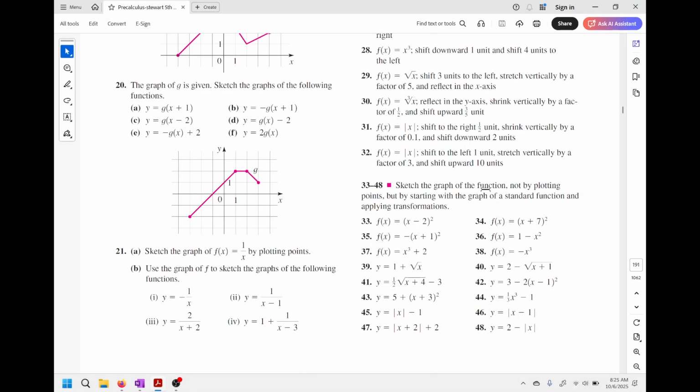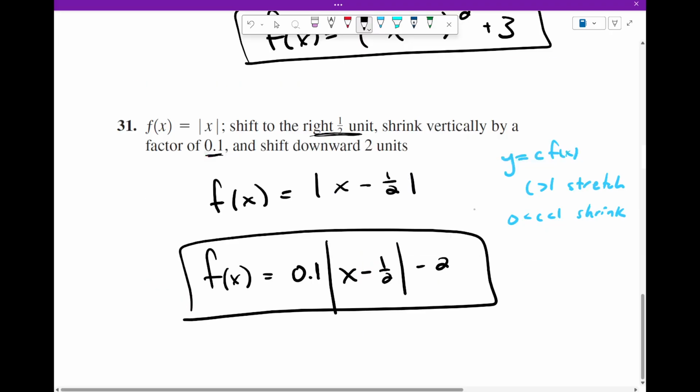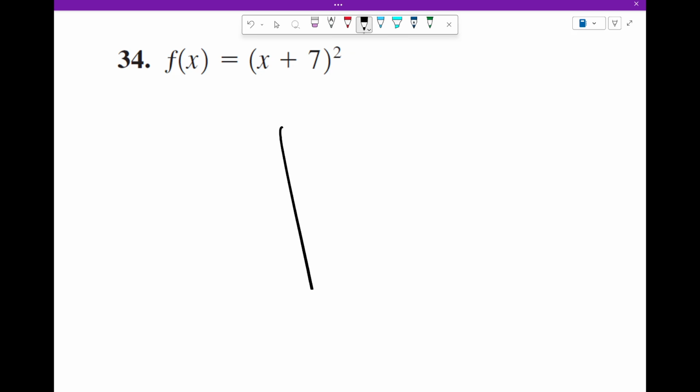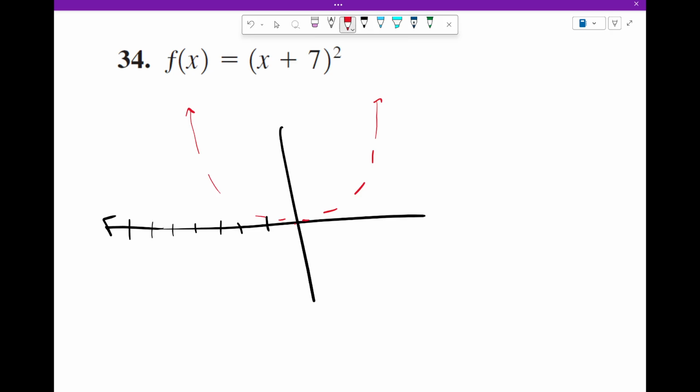All right, so 34 says sketch the graph, not by plotting points, but by starting with the graph. So this is just straight up sketch. It doesn't have to be crazy good or anything like that. So here's the parent function. And we want x plus 7 squared. So it's going to move to the left. 1, 2, 3, 4, 5, 6, 7. And there it is right there. So this just gives us a sketch.